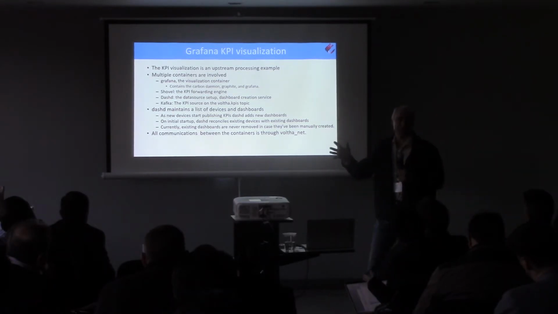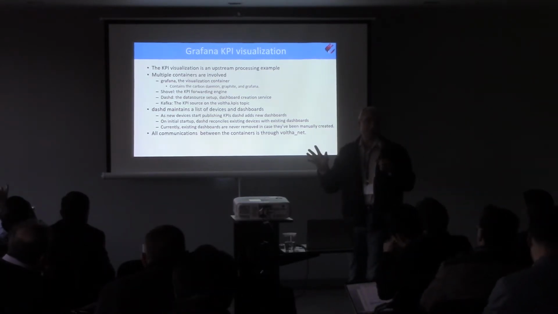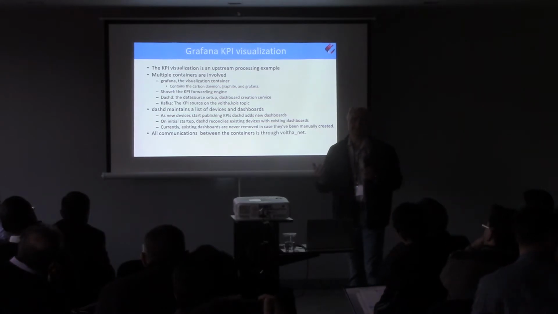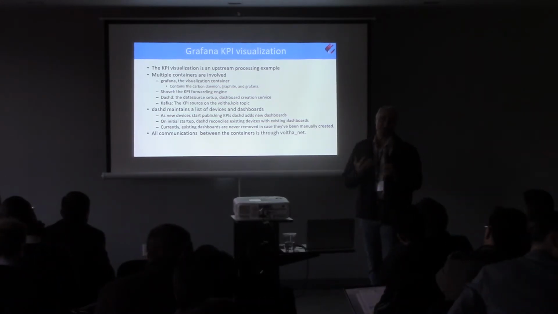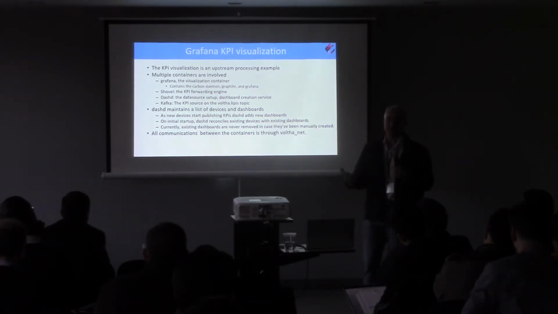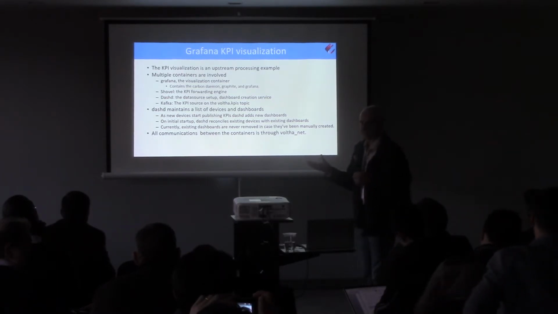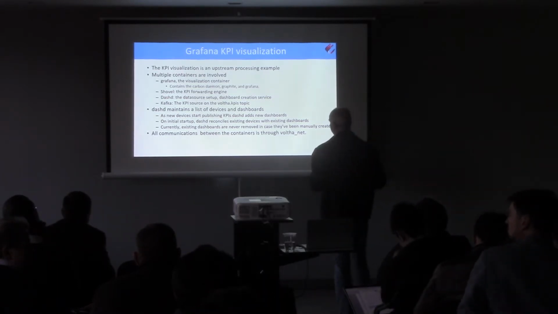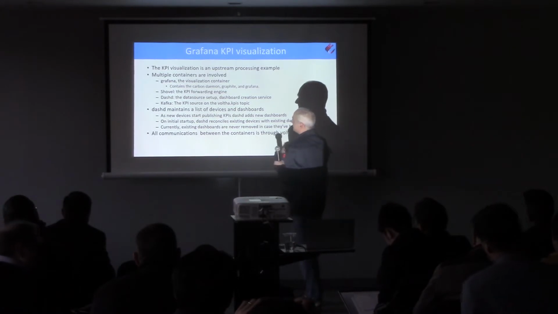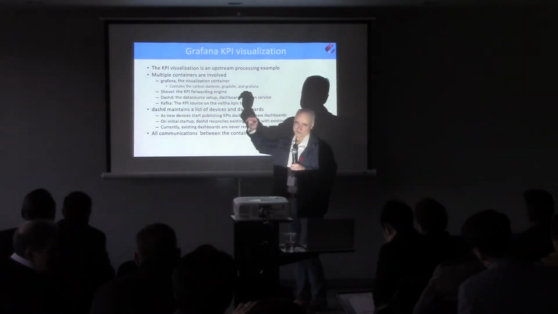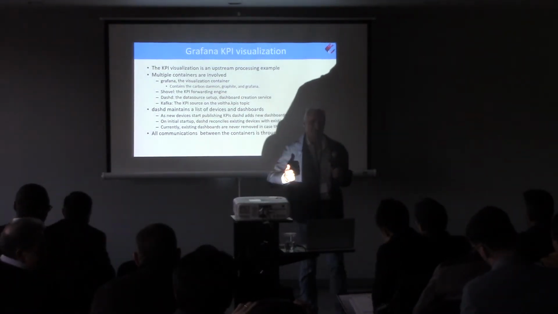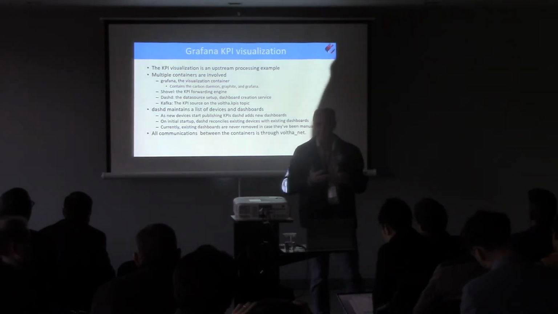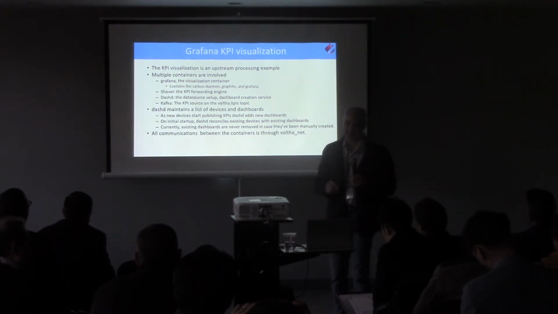The Grafana implementation is not part of the Volta implementation. We implemented this as an example to show how you could pull KPIs or events off Kafka and graph them successfully using Grafana. Okay. So there's multiple containers involved. Grafana is the visualization container. It contains the Carbon daemon, Graphite, and Grafana. So all 3 of those are inside the one container.